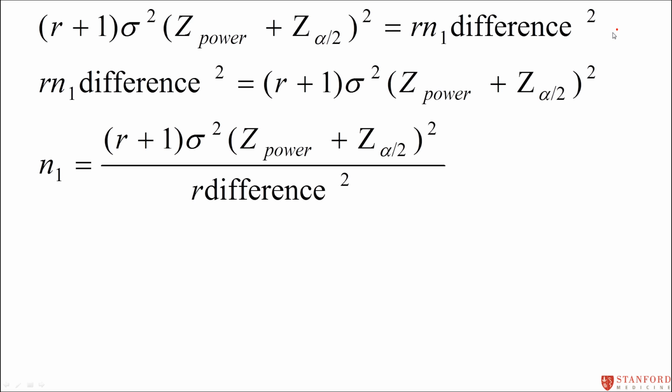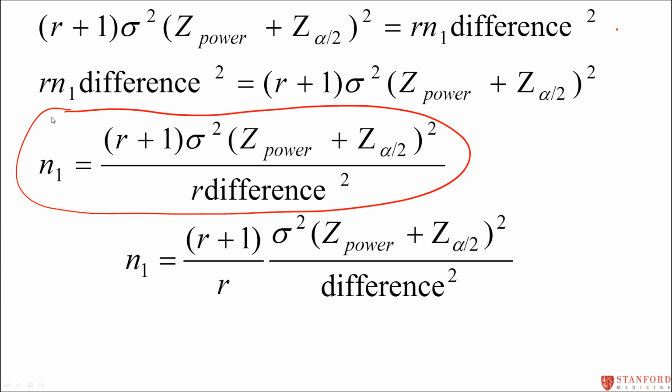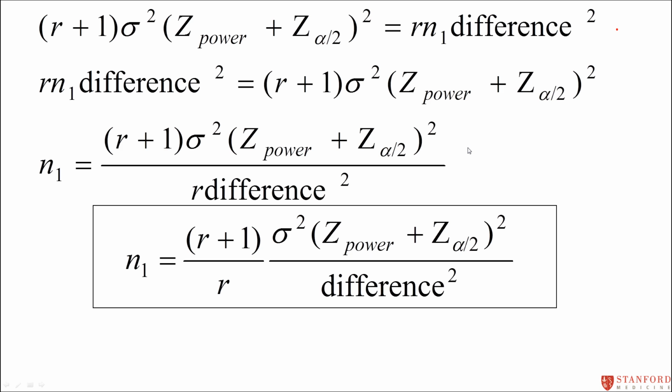Remember, I'm trying to isolate n. So I'm just going to do some algebra to isolate n here. And I come up with this formula here. And we can rewrite this to be a little bit neater, to be this formula here. This is my sample size formula for a difference in means.